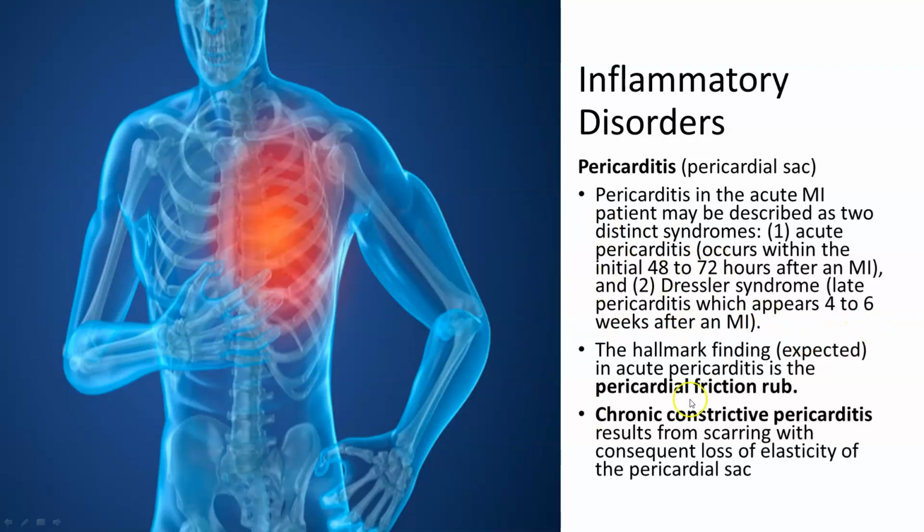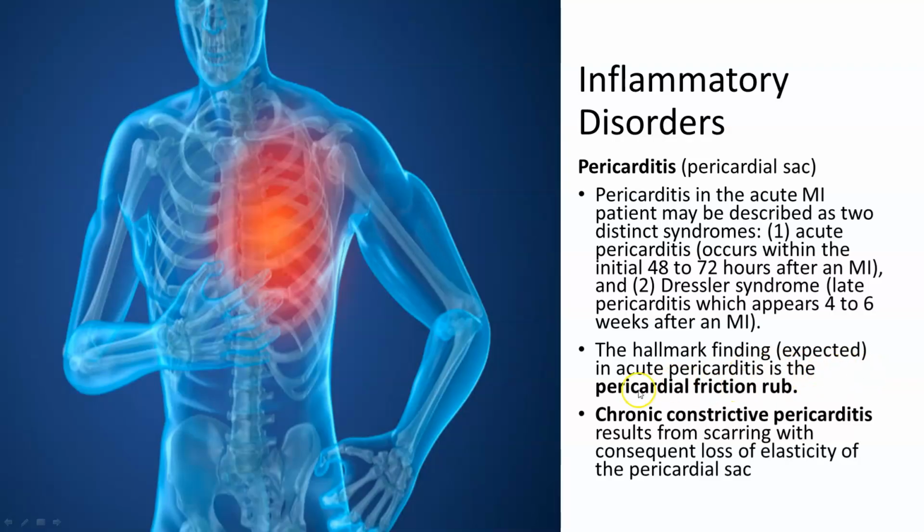With pericarditis, the hallmark finding, this expected finding, although it is expected, it is still a complication, is a pericardial friction rub. So again, if you take your fingers into your hair and you rub the hair together, that's the sound that you would be hearing when you're auscultating heart sounds.